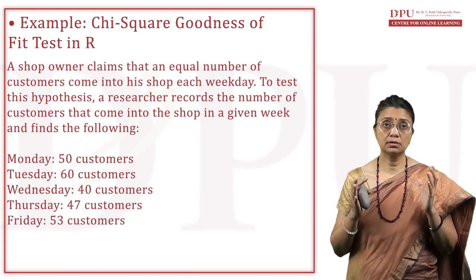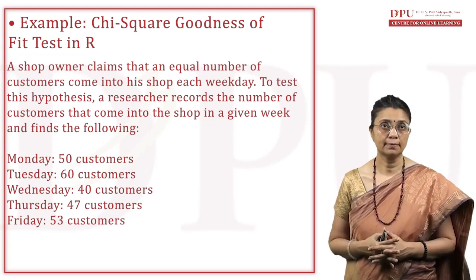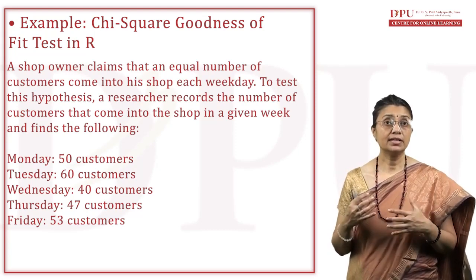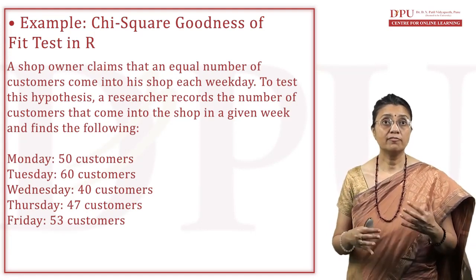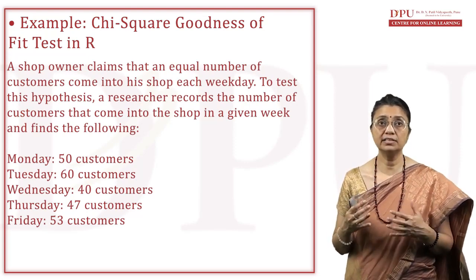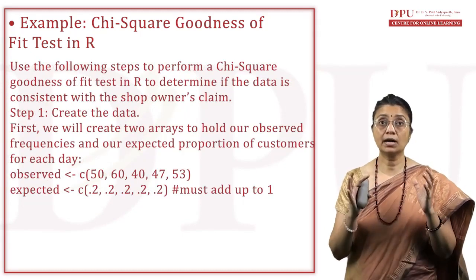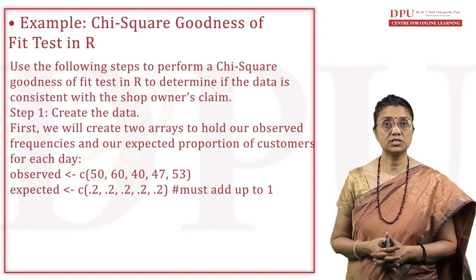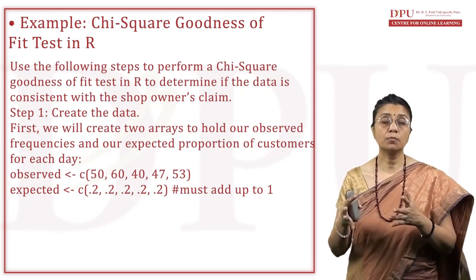So the statement was that all the days, all the customers are of equal number. But when we are testing the hypothesis, we recorded the number of customers for every day and we found this data. So data says something different because every day the footfall is different. So use the following steps to perform a chi-square goodness of fit test in R to determine if the data is consistent with the shop owner's claim.